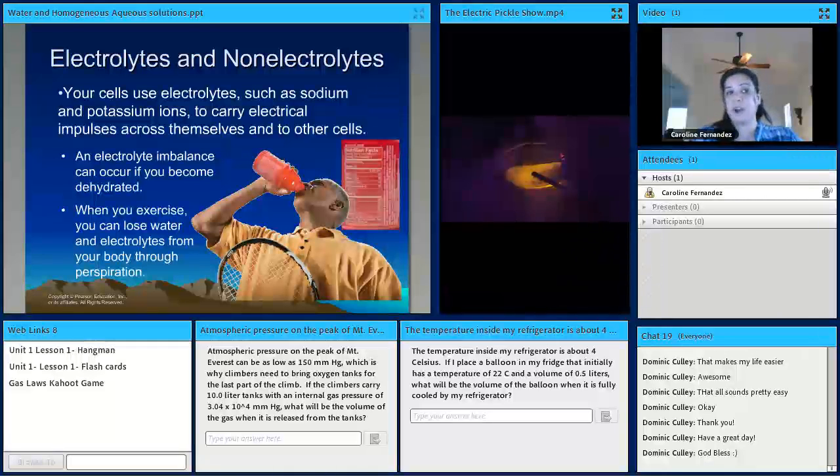But in terms of our bodies, your cells use electrolytes such as sodium and potassium to carry electrical impulses. In fact, the reason why your muscles can contract is because you have this thing called the sodium potassium pump, and it's going to produce these electrical currents that allow your muscles to contract and relax.